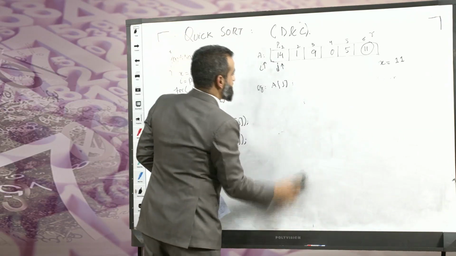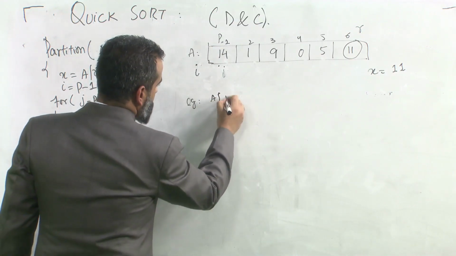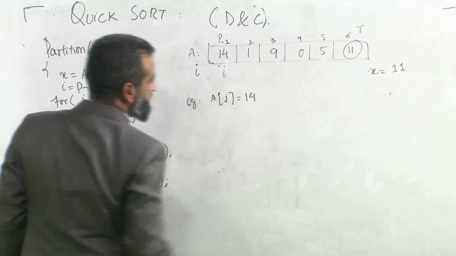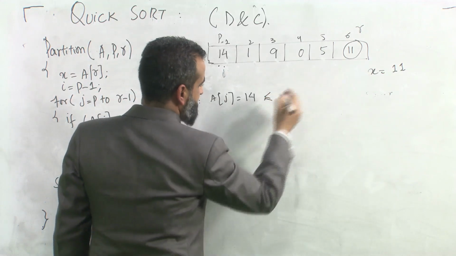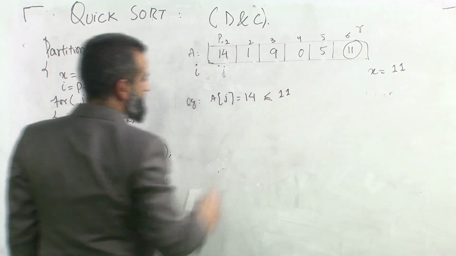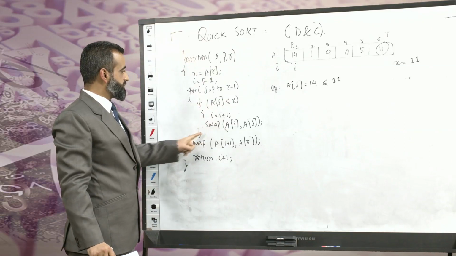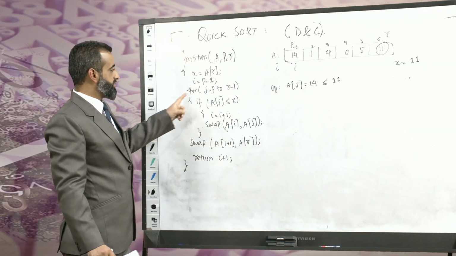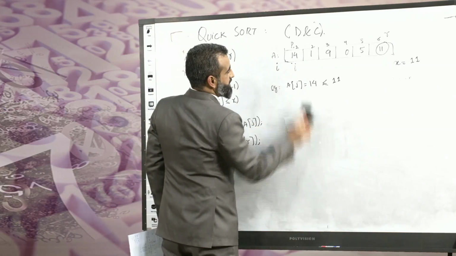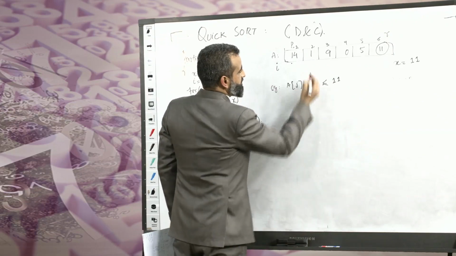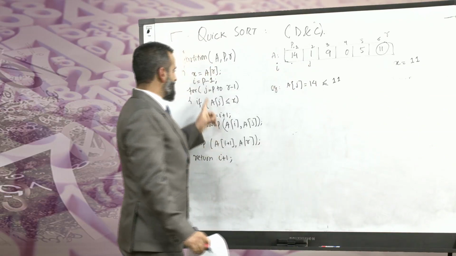Let's see in this example how it will work. I make a comparison: if A of J, here pointing towards a 14, is less than or equal to X. Now my X contains 11. The condition over here is false. Since the condition is false, we are not executing this particular condition, and we go back to the loop for the next iteration. When I make the next iteration, the J gets incremented by 1. Now my J is pointing towards the second element. No change in I, just the J is getting incremented by 1 because of the loop.